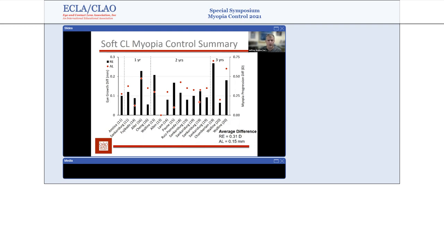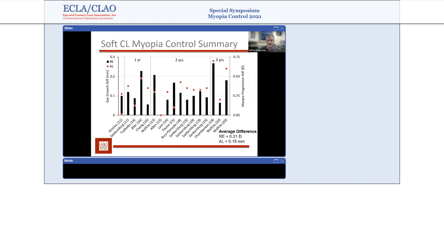But one takeaway point I want you to take from this is that on average, we slow refractive error progression by about 0.31 diopters and eye growth by about 0.15 millimeters over an average period of 2.1 years. So that's the basic takeaway point from this graph. But I also want to show you a little bit about how to understand this graph and give you a few numbers that I think are important for myopia control.